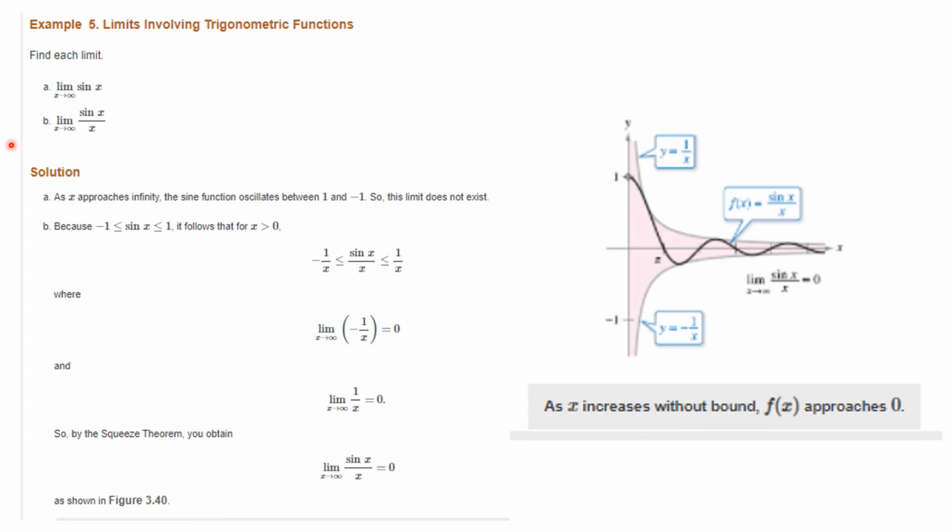Now, part B. Because sine of x is bigger than or equal to minus 1 and less than or equal to 1, it follows that for x greater than 0, I can just divide all the way through by x, and the sense of the inequalities is maintained. The limit on this side is equal to 0, and the limit on this side is also equal to 0. That means the limit of this exists, and it's equal to 0 by the sandwich theorem, or the squeeze theorem, I guess we call it in this course.